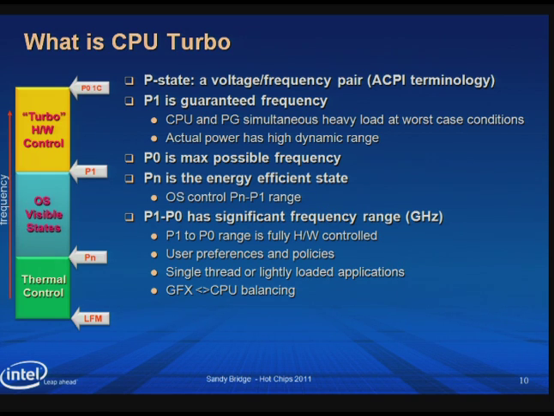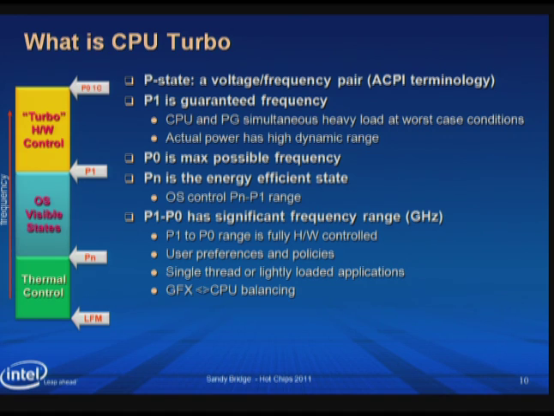I'll describe a little bit the terminology of ACPI. ACPI is an industry standard infrastructure for power management, and the terminology of P-state and C-state is defined by this spec. P1 is our guaranteed frequency. This is the way that we traditionally were speccing our parts. We were speccing our parts based on the worst case application that can ever happen on the CPU. At the worst case conditions, at ambient temperature of 35 degrees C, on the worst case part on the planet, and we guarantee that this part will be able to run at the frequency that we mark on the sticker.